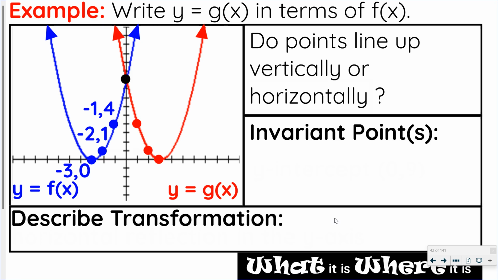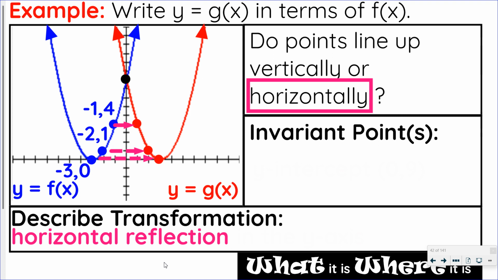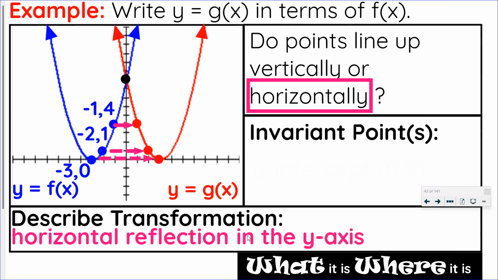Okay, let's look at an example here. So I have my original function f of x, my image g of x. I can see that this time the points line up horizontally. Since they line up horizontally and are the same distance from the y-axis, I know that I have a horizontal reflection, and it is in the y-axis. Since the reflection is in the y-axis, invariant points will be any points on the y-axis, or in this case, y-intercepts. So the y-intercept of 0, 9 would be an invariant point.